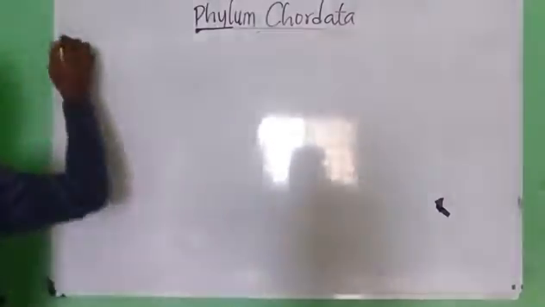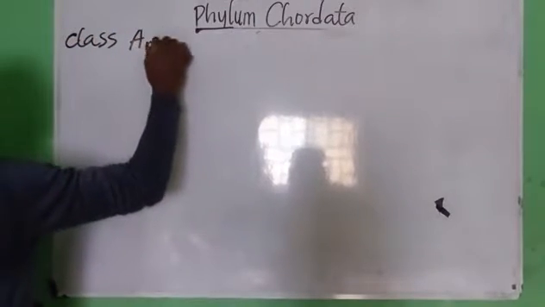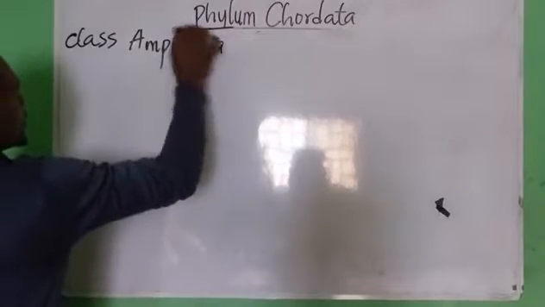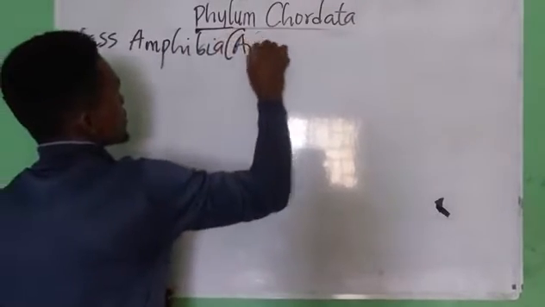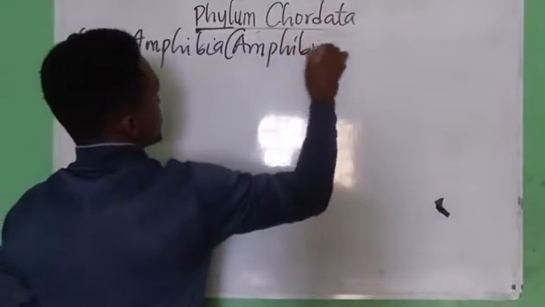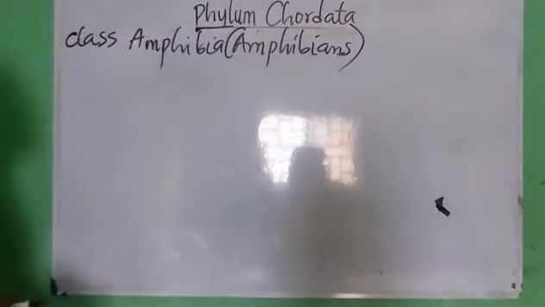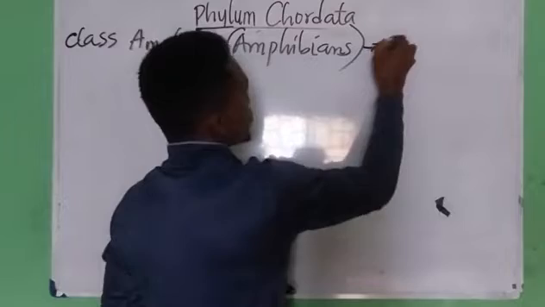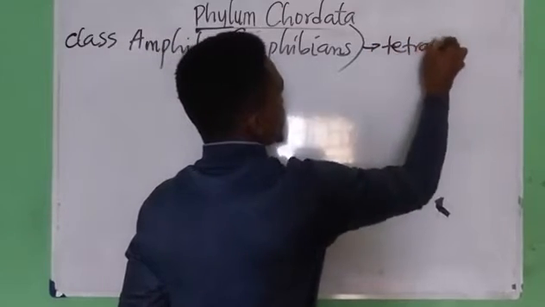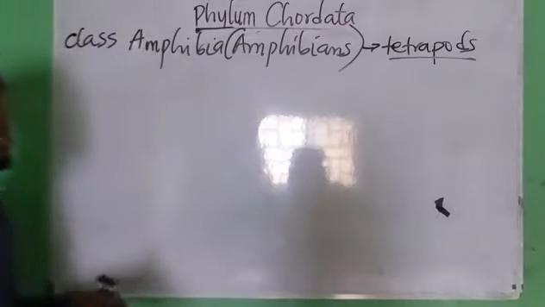Now we have the first one, class Amphibia, and the organisms found here are called amphibians. Now, what are the characteristics of amphibians? Of course, they are tetrapods, animals with four walking legs.